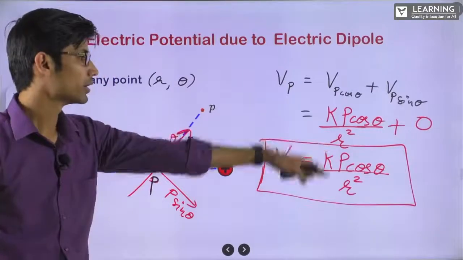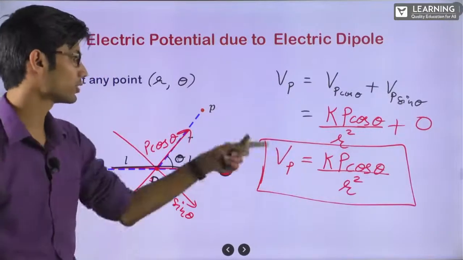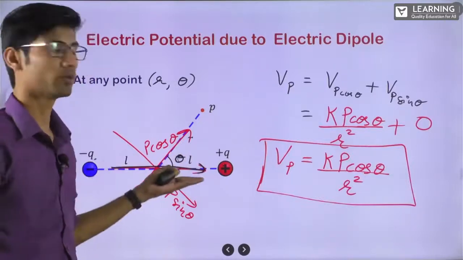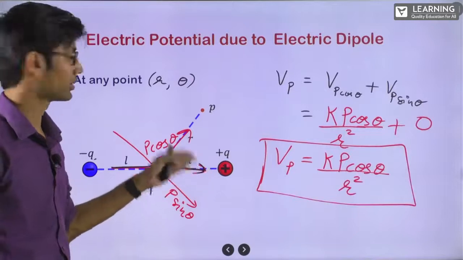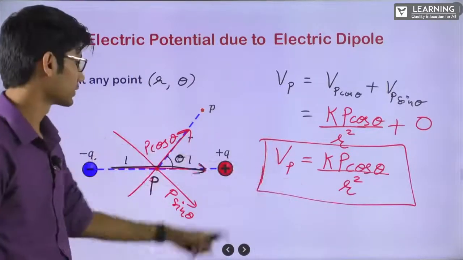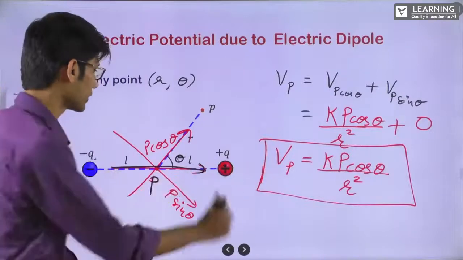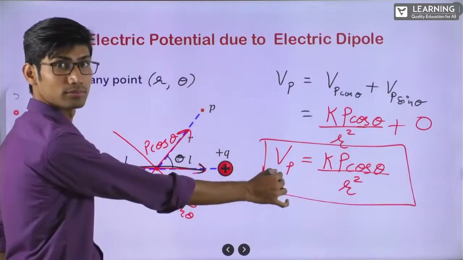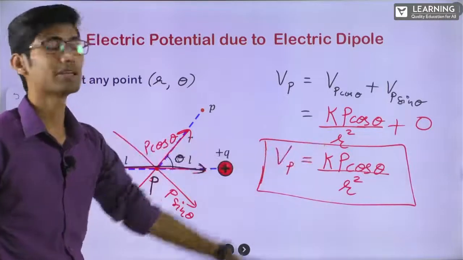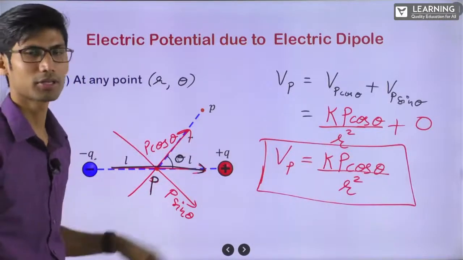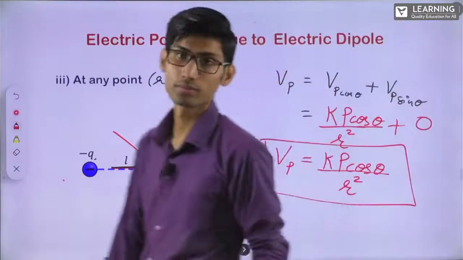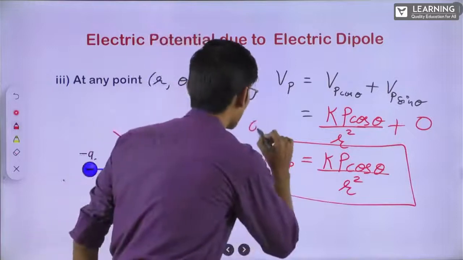If you want to check, you can put theta as 90 degrees. What will you get? 0. And we know due to this particular dipole at perpendicular bisector, V is 0. Put theta as 0 degrees. You will get on the axis. 0 degrees means it is on the axis, right? So this will be Kp by r square. Correct? The same answers you will get. So this is a general formula.